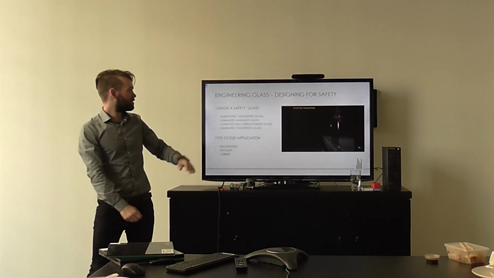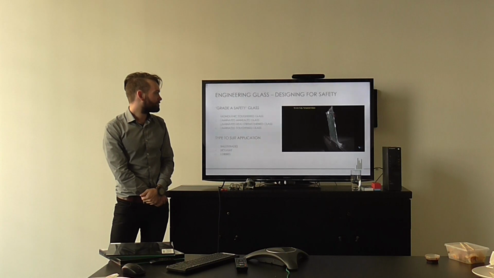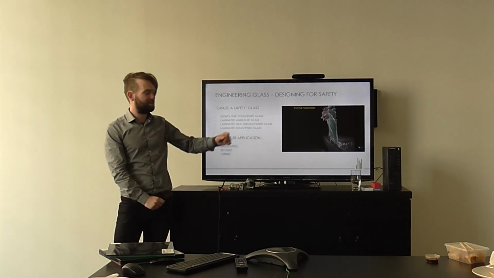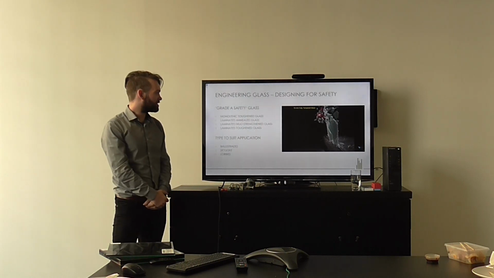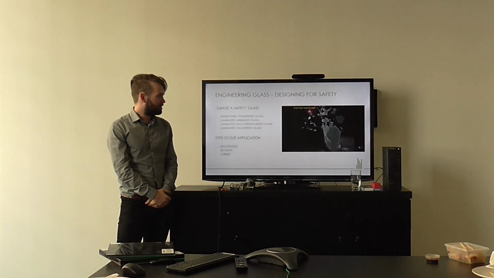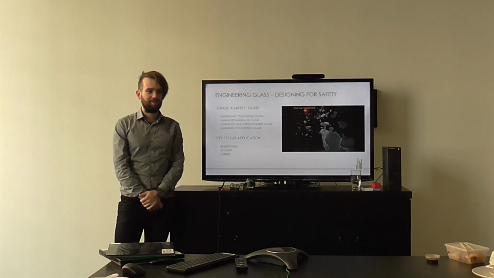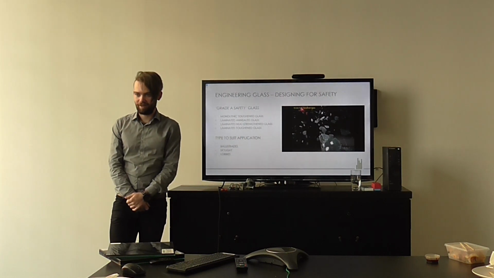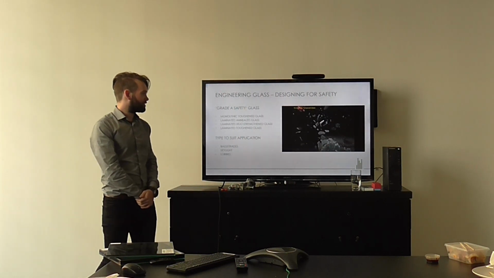So you see this is a big ball of metal essentially, dropped onto a monolithic toughened piece of glass. You can see that it's fractured in the pattern that you would expect, but I personally wouldn't want to be standing under that if it fell down on me. So that's the first one.